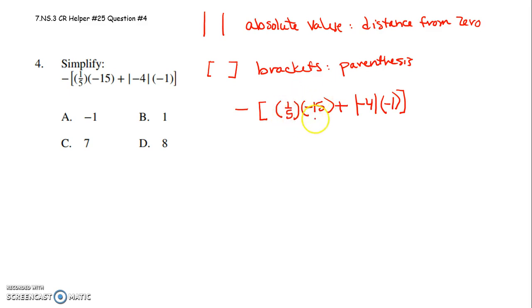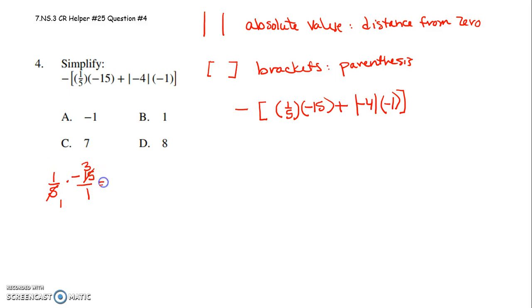I'll take care of this multiplication. 1/5 times negative 15. Negative 15 is the same as negative 15 over 1. So you have to understand, when you see parentheses next to each other and no operation in between, we assume it's multiplication. 5 goes into 5 once, 5 goes into 15 3 times. So that will be a negative 3.